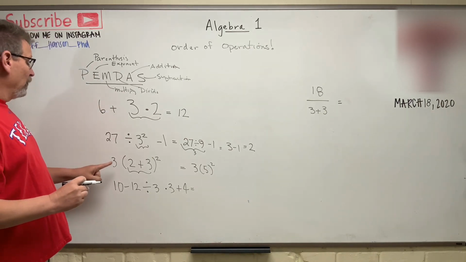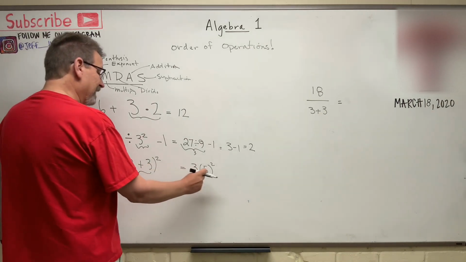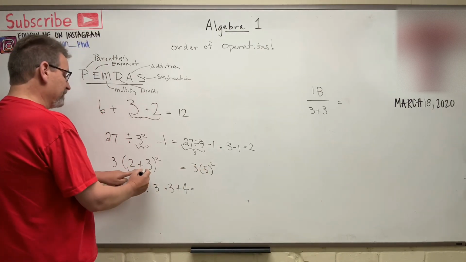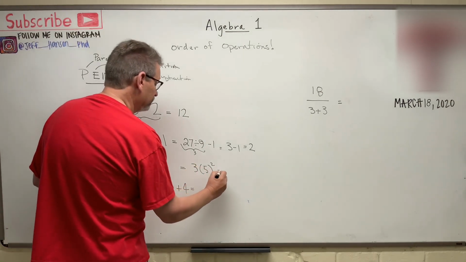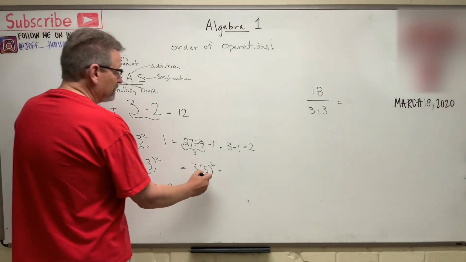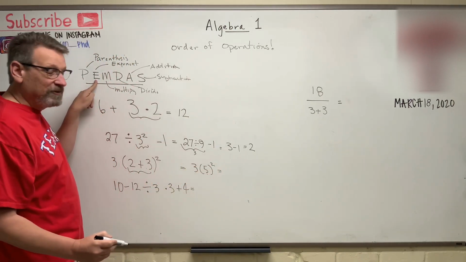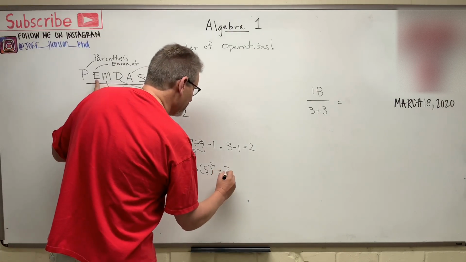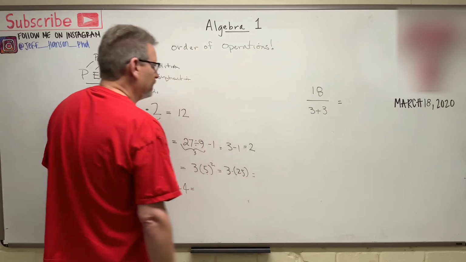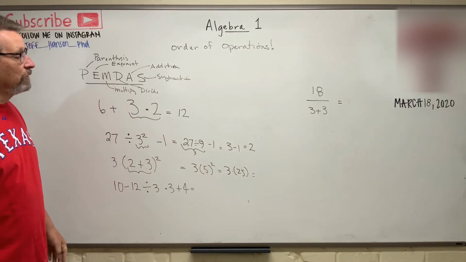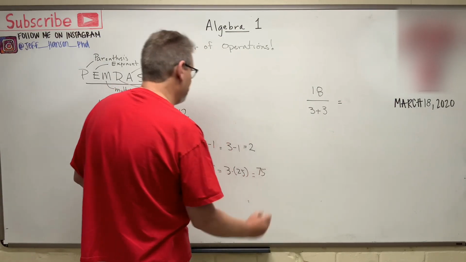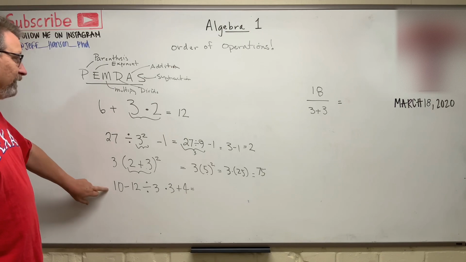This is what I have: 3 times the thing inside the parentheses all squared. Next operation is do the exponent, right? Exponent comes next. So 5 squared. 5 times 5 is 25. So now I have 3 times 25. It's like having 3 quarters, isn't it? If you had 3 quarters, you got how much? 3 times 25 is 75.